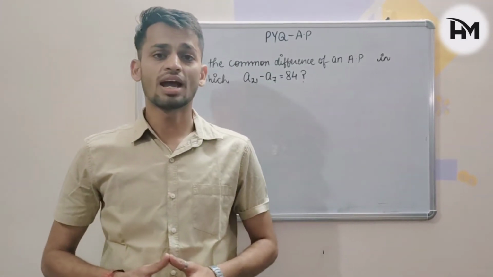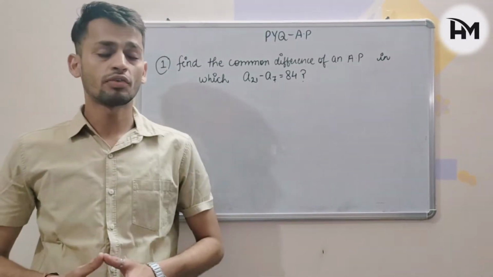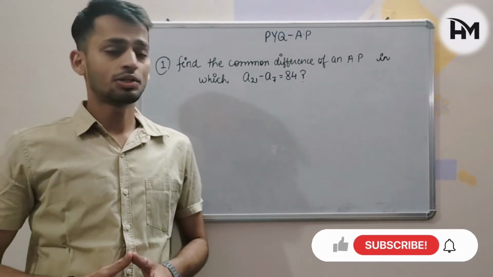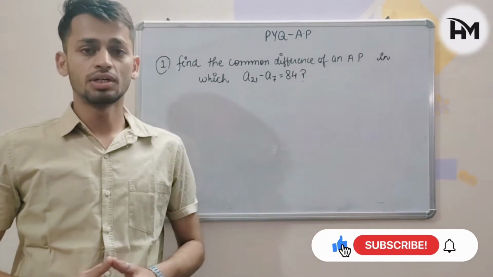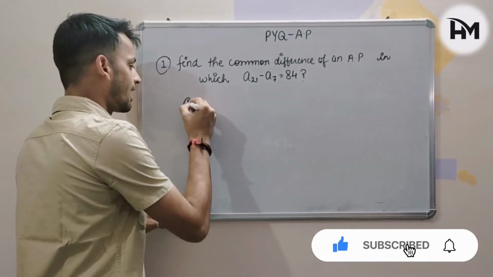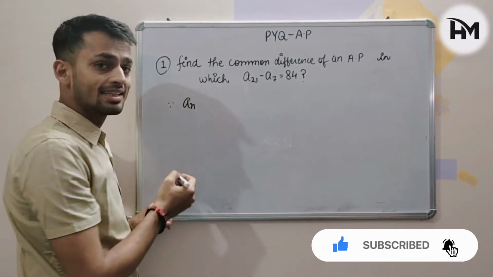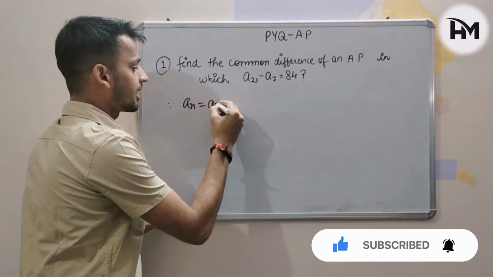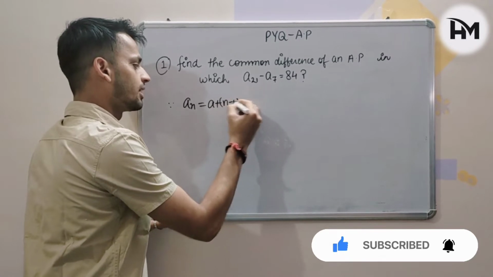So, the first question we have is: find the common difference of an AP in which A21 minus A7 is equal to 84. Before starting the question, we must know what is AN. Let's recall the formula for finding the nth term. AN is nothing but A plus (n minus 1) into D.